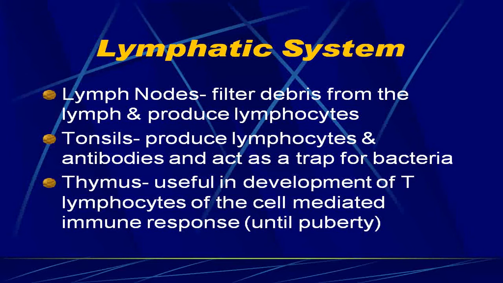With the lymphatic system, we have lymph nodes, and the purpose of the lymph nodes is to filter debris from the lymph and to produce lymphocytes. We have the tonsils. They produce lymphocytes and antibodies, and they act as a trap for bacteria. And then we also have the thymus. It's useful in the development of T lymphocytes, and it's responsible for cell-mediated immunity, and you'll learn about that again in your upper division. But the T lymphocytes play a part in our immune system in that they directly kill microorganisms that come inside the body.